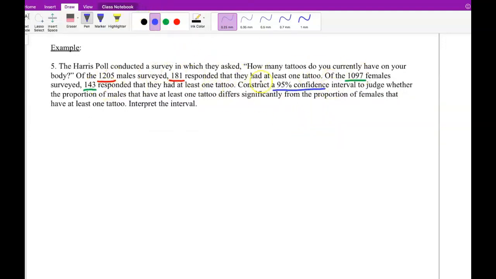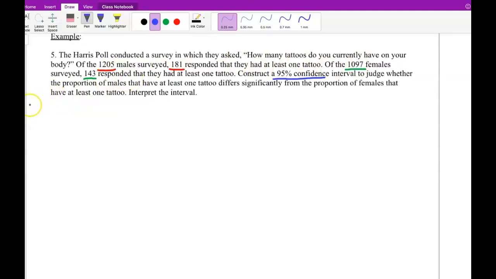Okay, so let's first write all these data, what we have. So these are given. So for N, for males, I'm using M. So here on the upper we have 1,205. And for X, we have 181. For females, using F, so that is 1,097.